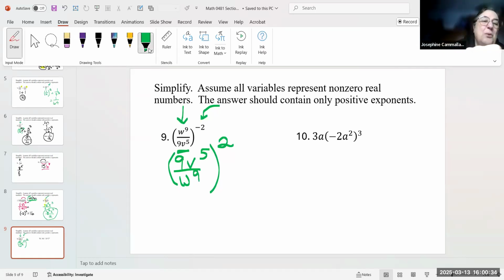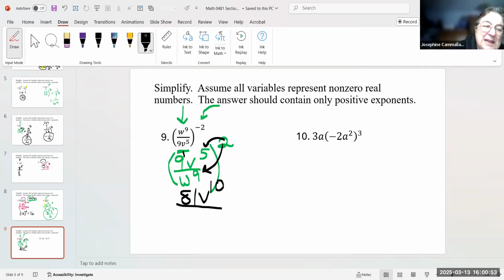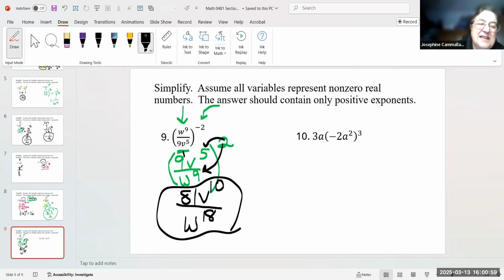Okay. Well, piggyback rule. This 9 has a power of 1 in the numerator. So that means 9 squared is 81. This 2 is multiplying by the 5. And this 2 is multiplying by the 9. This is my answer.